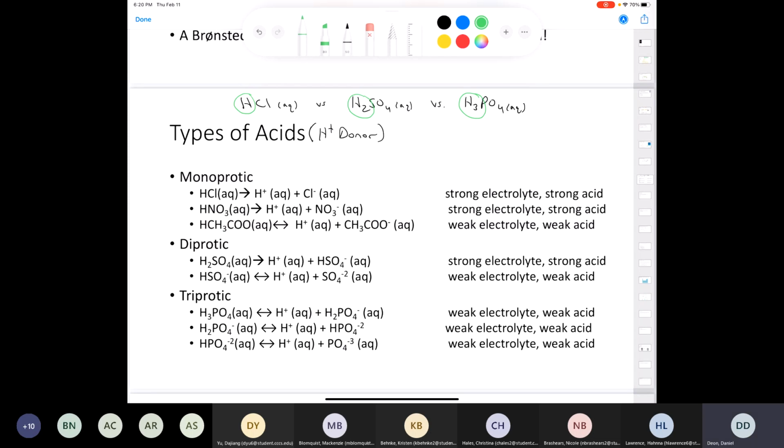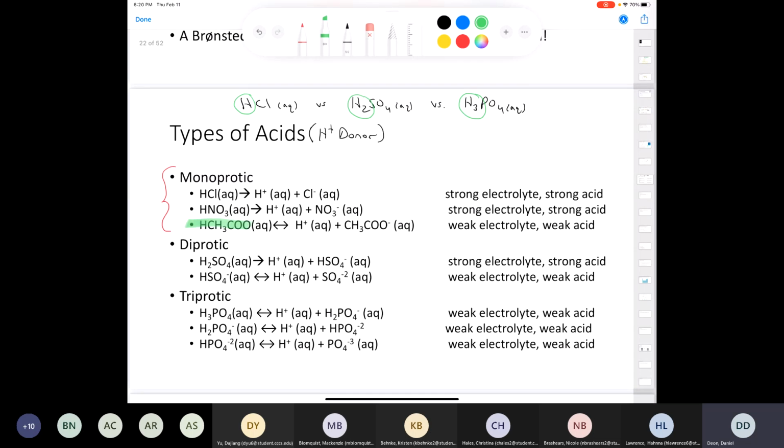We have some other examples of monoprotic acids besides HCl. Again, HCl and nitric acid are strong acids. That's why they both have irreversible arrows, and that's why we can say for both of them that they are strong electrolytes, because they're strong acids, right? A strong acid is going to dissociate completely into a proton and its anion.